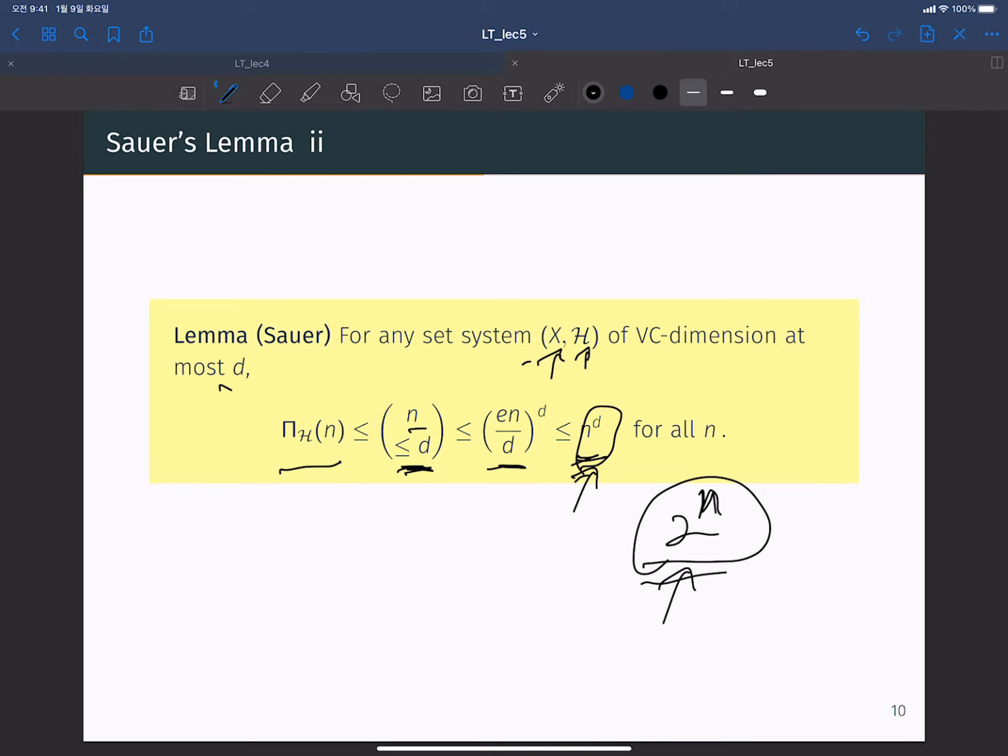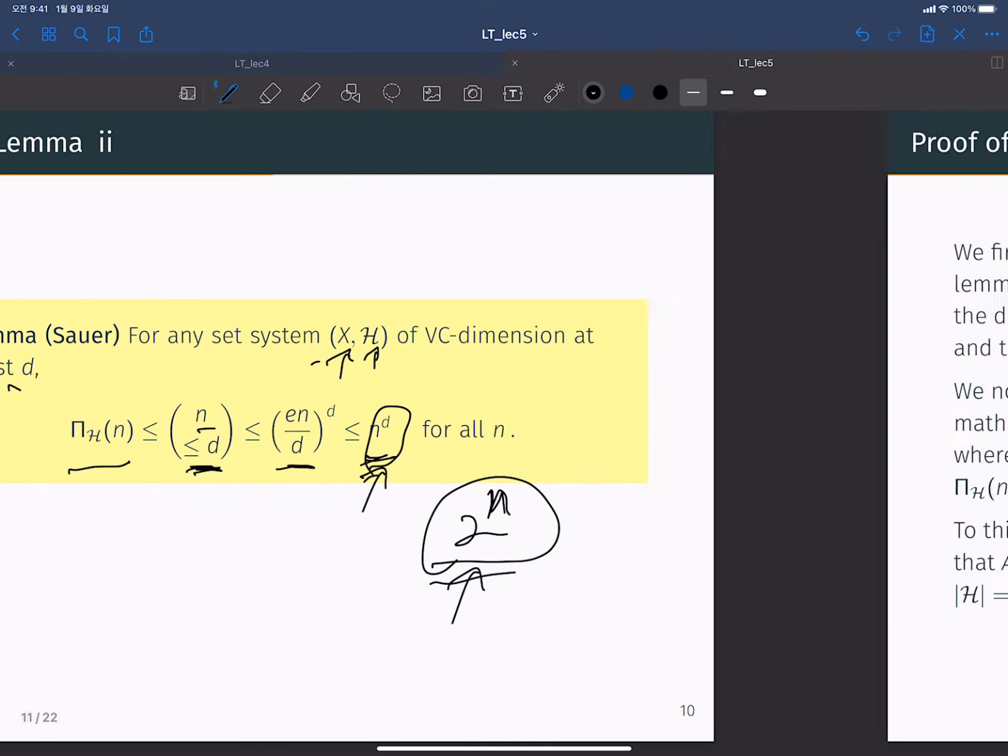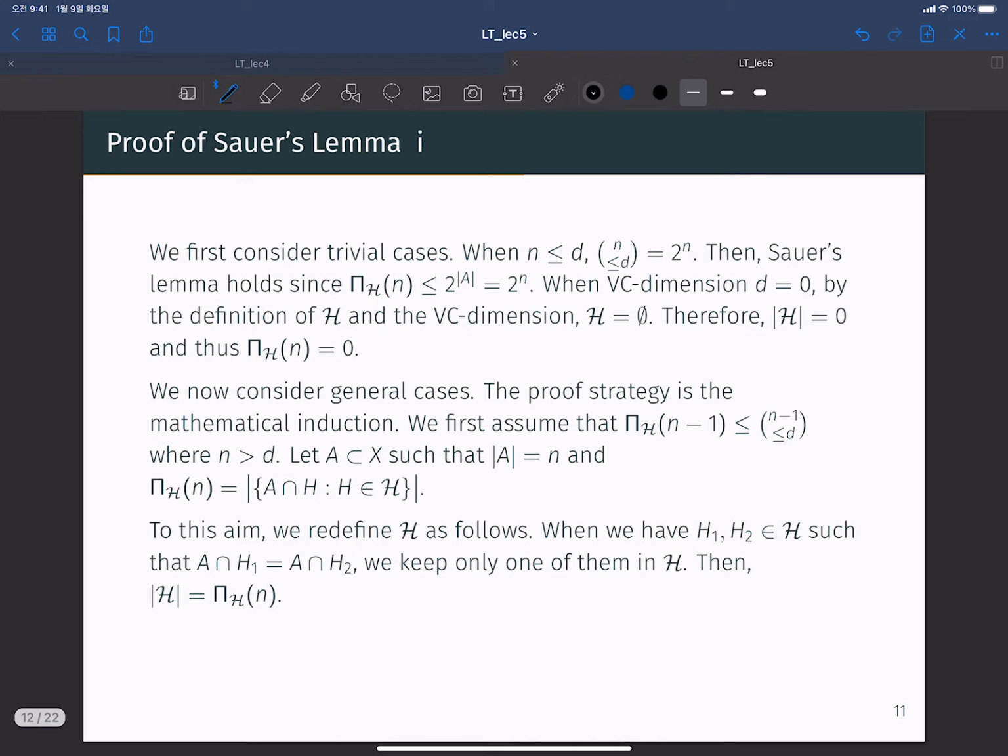Right. Good. So how do we show this Sauer's lemma? This is the proof of Sauer's lemma. We first consider a very trivial case. When n is less than or equal to d, this value is just 2 to the n from the definition.